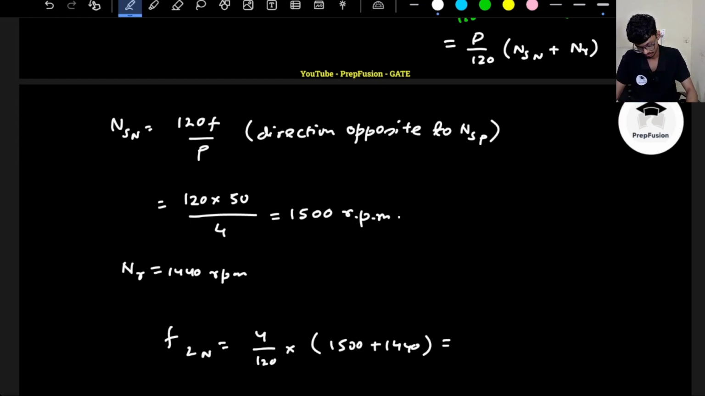Sorry, have I done something wrong? Just hold on. 1500 plus 1440 into 4 divided by 120. Yeah, it will be 98 hertz. This will be the answer. So this is a very elegant question because negative sequence component was there. Maybe that concept was a bit weak, so you may have struggled on that part.